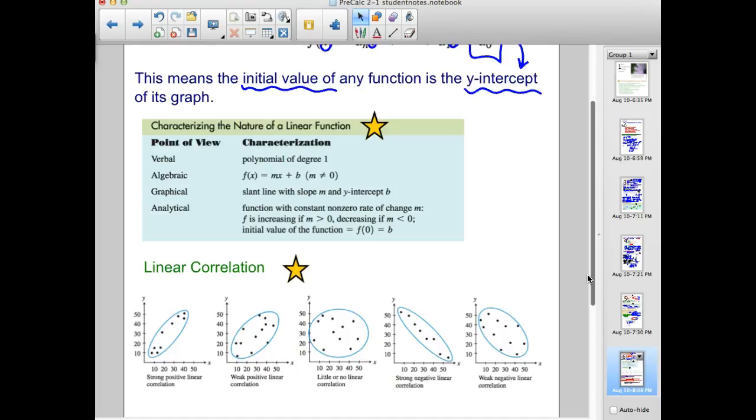All right, so to summarize what we've been talking about with linear functions, we have a polynomial of degree 1. It fits that y equals mx plus b kind of format. It has to be a slanted line with a slope of m and a y-intercept of b. It has a constant non-zero slope. Our graph is going to be increasing if our slope is positive, decreasing if our slope is negative. And b is our initial value.